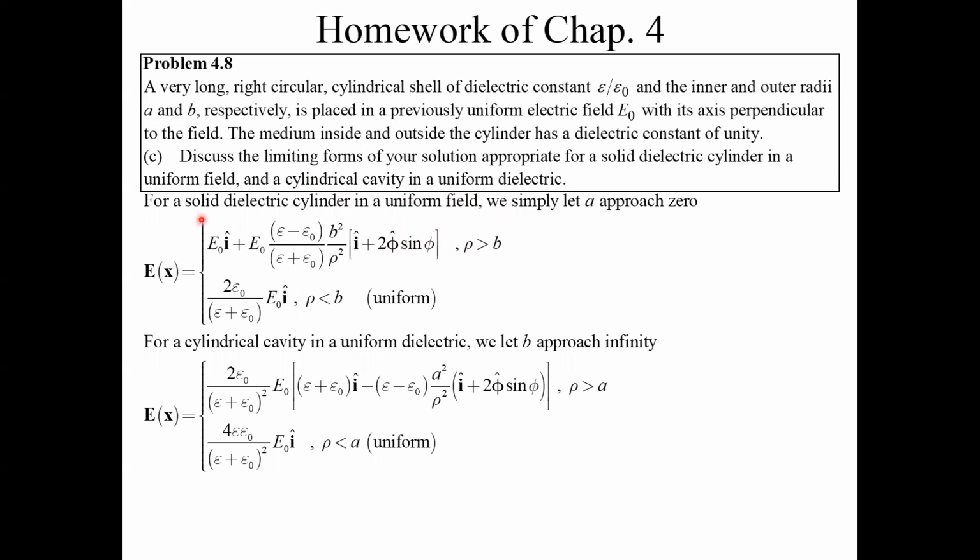Okay, so for a solid dielectric cylinder in a uniform field, we just let our inner radius approach 0, right? So we have a result like this. And for a cavity, we just make our b approach infinity. We will have our cavity. Okay, so you have the result here. So this is for our part C.